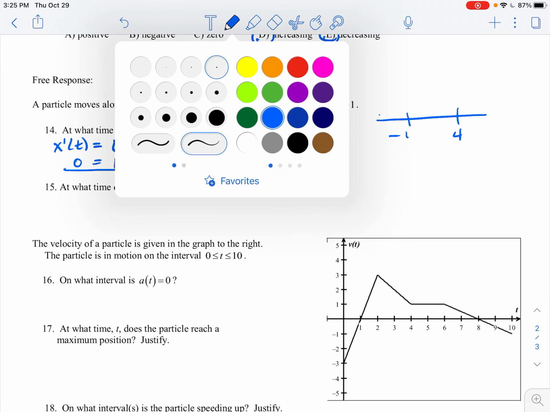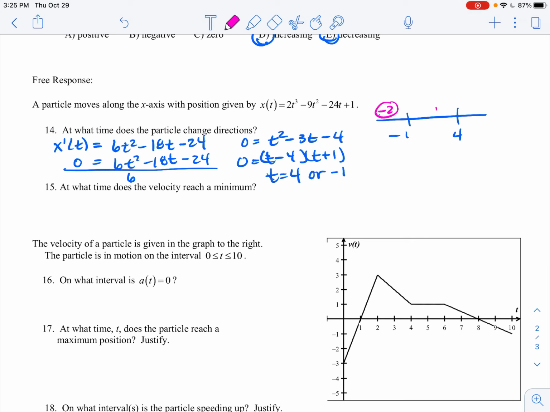Let's plug in some test values. So how about negative 2 and 0, and let's test 5. These are my test values. You plug these into your factors. So a negative 2 here would make this negative. A negative 2 here would make this also negative. The product of two negatives is positive. If I plug in 0, this will make this negative and this positive. So the product of a negative and a positive is negative. Sorry about that, I meant to say positive there. And then let's test 5. 5 in this factor is positive, 5 in this factor is positive.